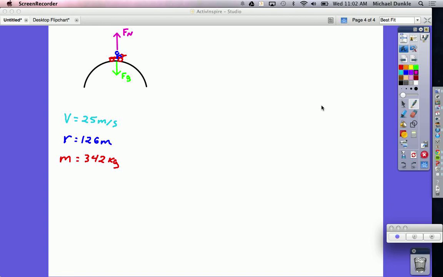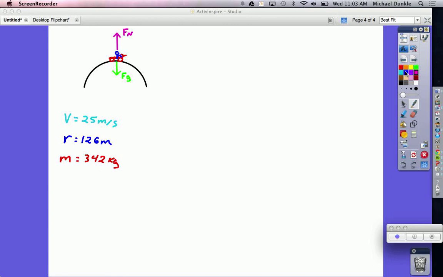acting on the motorcycle. Now this is vertical circular motion. It is moving in a circular path, it just happens to be a vertical one and not a horizontal one in this problem. The forces acting on the motorcycle are gravity downward and the normal force pushing upward. We know that the speed is 25, the radius is 126, and the mass is 342.